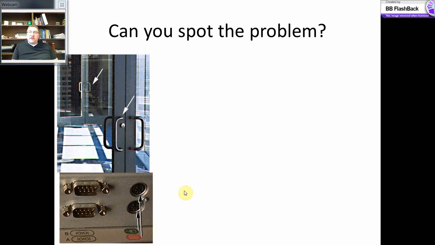But the problem is, on the outside of these doors, they have these handles, and they don't look like push handles, do they? They look like pull handles. So you pull them by default. Everybody does that. You don't push them, but they would open if you pushed them.